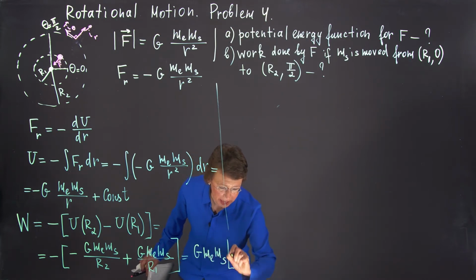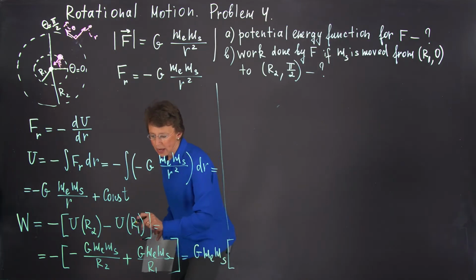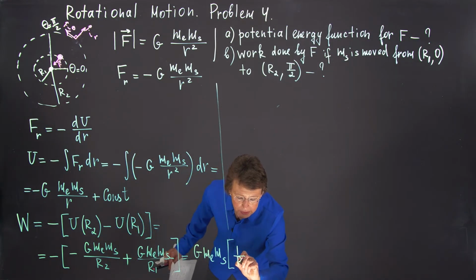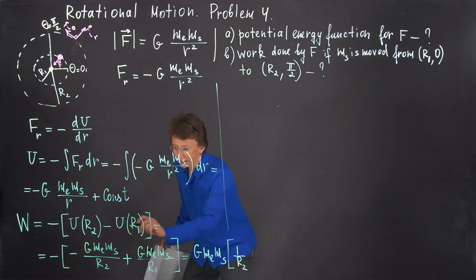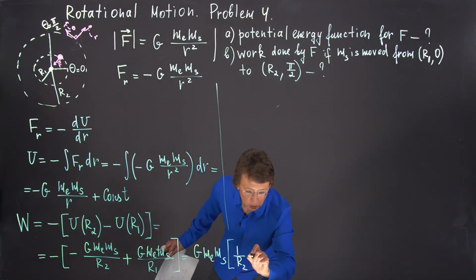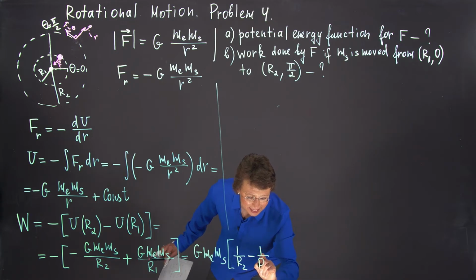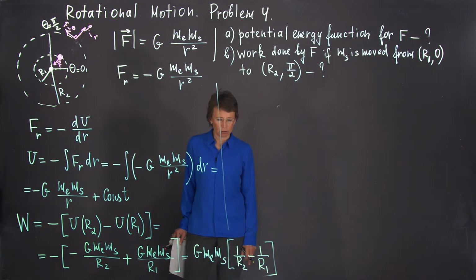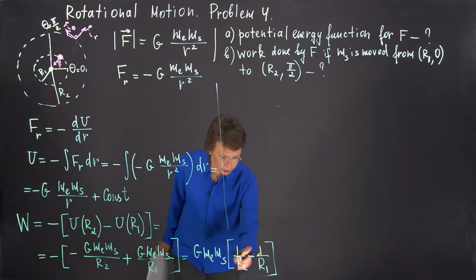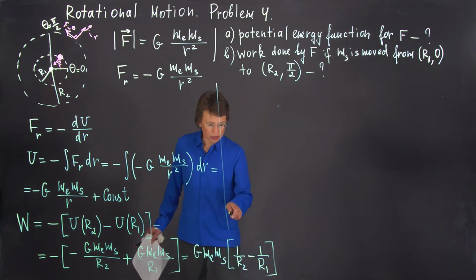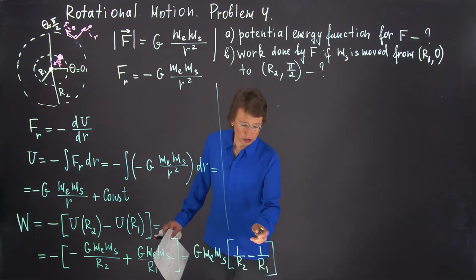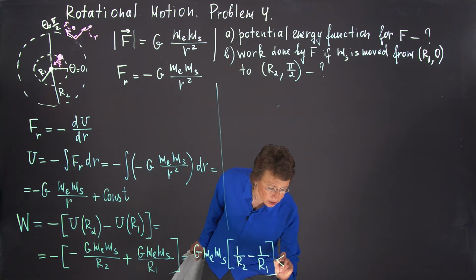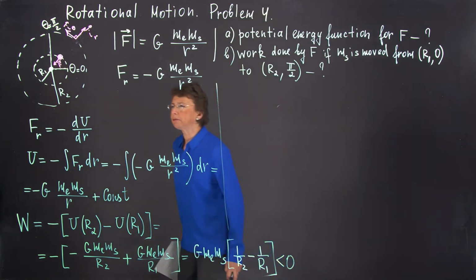And then what do we have in our brackets? It will be minus minus plus 1 over R2, and then it will be minus 1 over R1. Does it make sense to us? Is it positive or negative? R2 is greater than R1, so this is negative. Work is negative. Does it make sense?